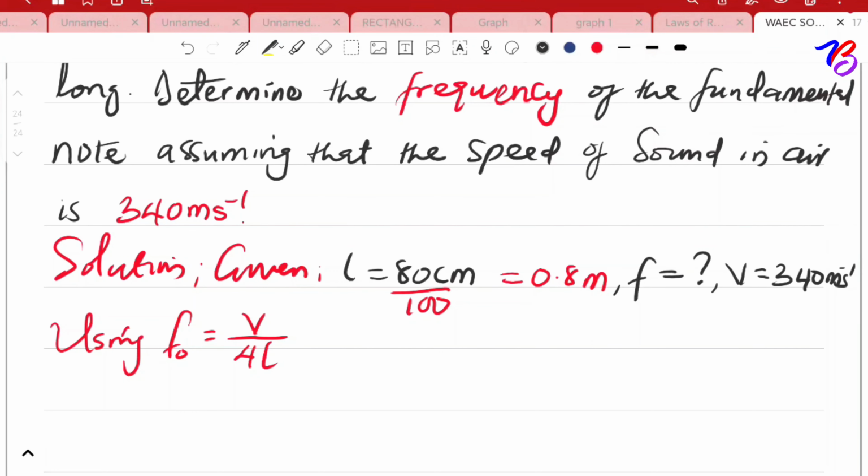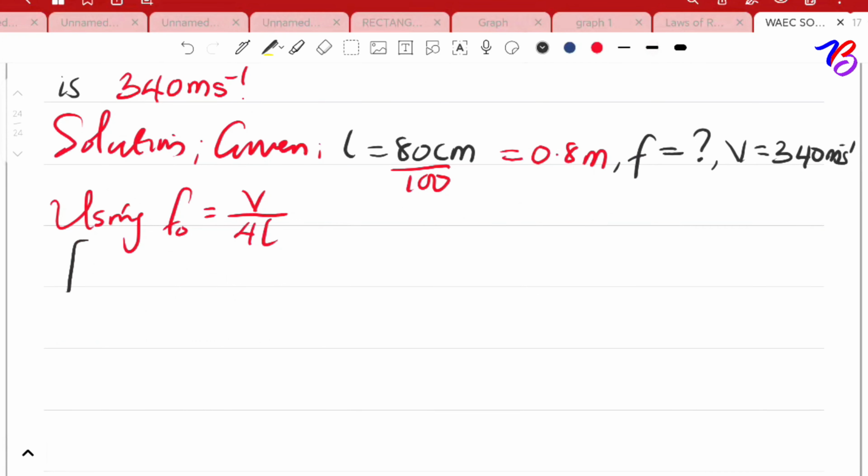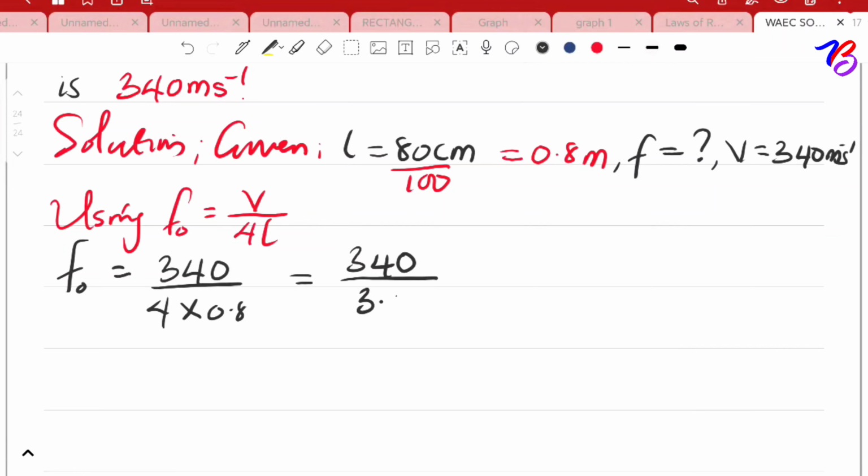So 4L has replaced wavelength in this question. So F naught is equal to, our V is 340, all divided by 4 multiplied by 0.8. So that we have 340 divided by 4 multiplied by 0.8 is going to give us 3.2, right? So we have 3.2. Don't forget that this pipe is closed at one end. Okay, this question is under sound waves. So 340 by 3.2 will give you 106.25 hertz. So this gives us our final answer.